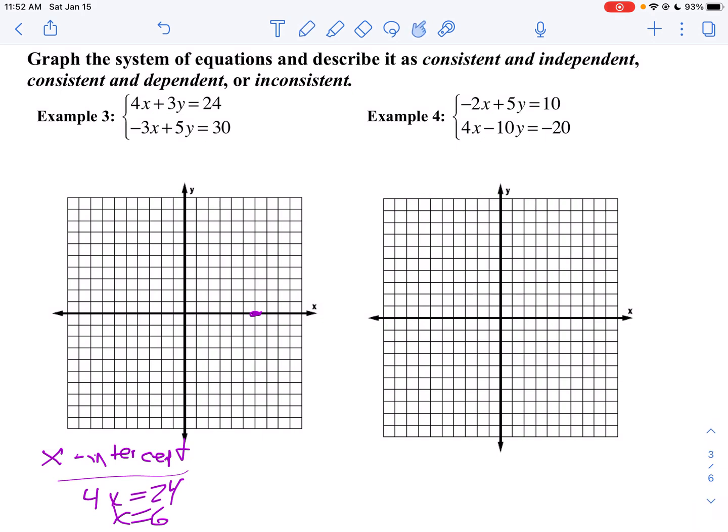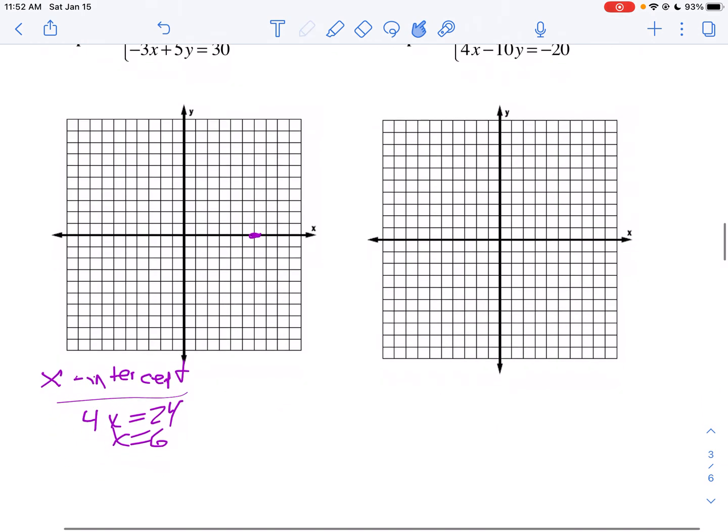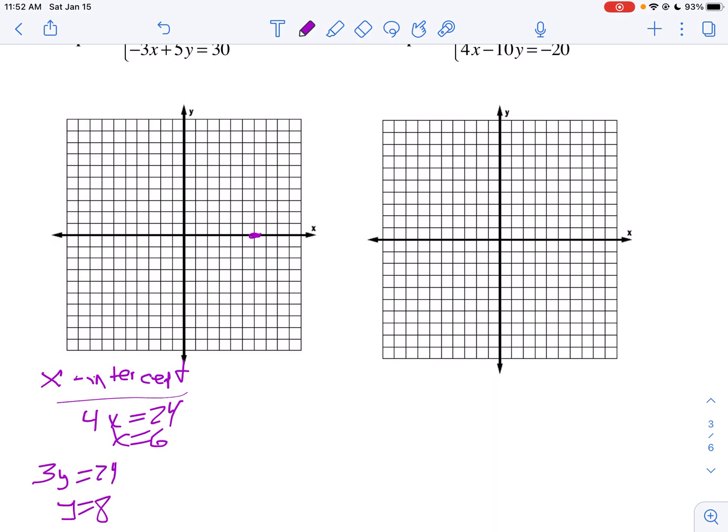And then I'll do my y-intercept the same way. I got 3y equals 24. So that means y is 8. So I'll go up 8 on my y-axis. Then I'll draw a line going through those 2 points. Except I didn't draw it very well. I'm going to try that again. There we go.